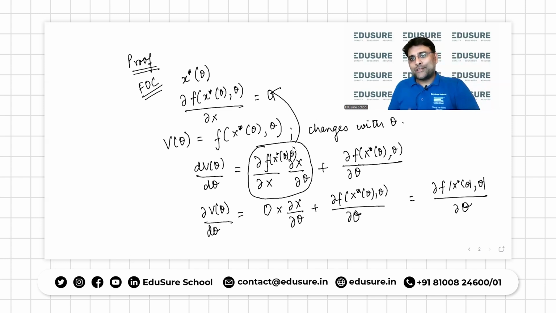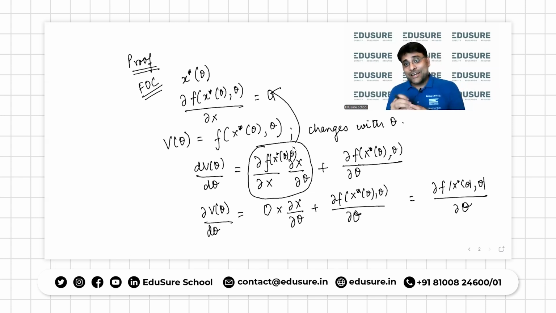So if I want to talk about the interpretation, the envelope result tells us that the rate of change of the objective function's optimal value with respect to a parameter theta can be found by directly differentiating the objective function with respect to theta.